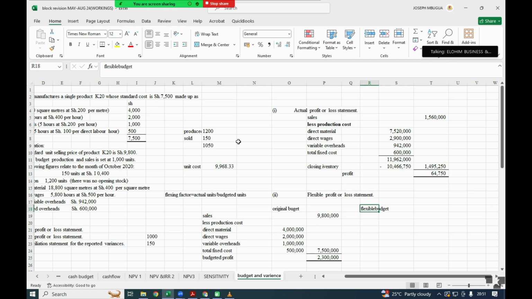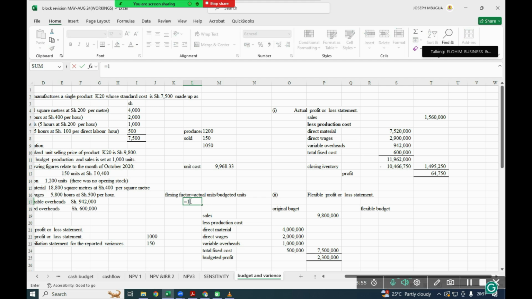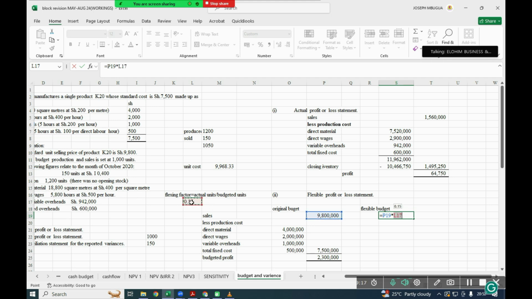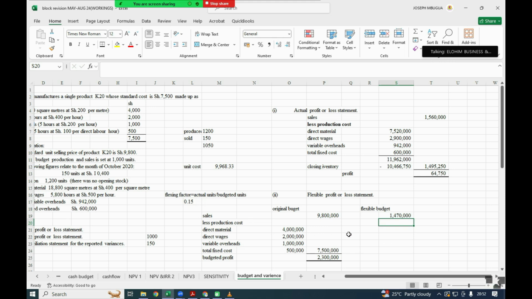So for the flexible, we have said we are having that flexing factor, which was 150, and we divide by 1000, which was giving us 0.15. So we shall flex now this original, and because already we have prepared it, it becomes just easy to prepare the part that is flexible. You take the cells and you multiply by the flexing factor.